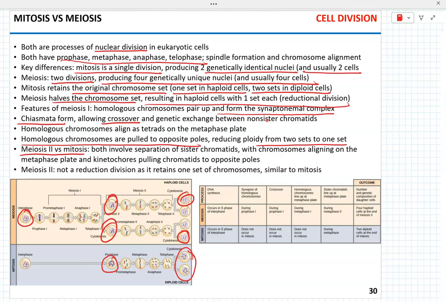Meiosis 2 is much more similar to mitosis, because both processes involve separation of sister chromatids, when chromosomes align at the metaphase plate and kinetochores pull sister chromatids to opposite poles of the cell. So meiosis 2 essentially is not a reduction division, because it keeps that one set of chromosomes that it started with.